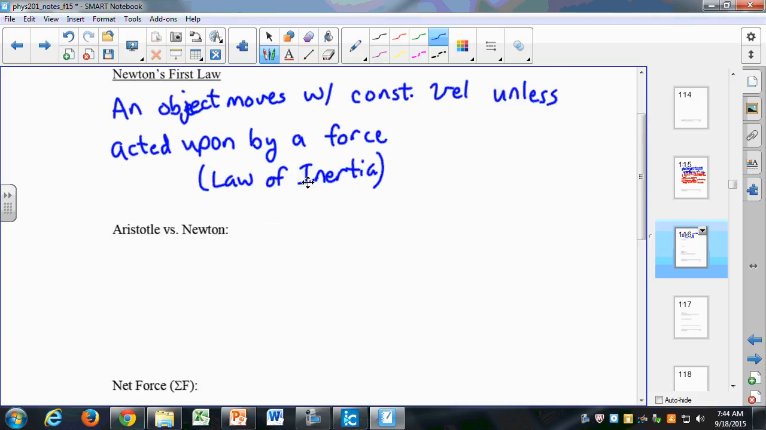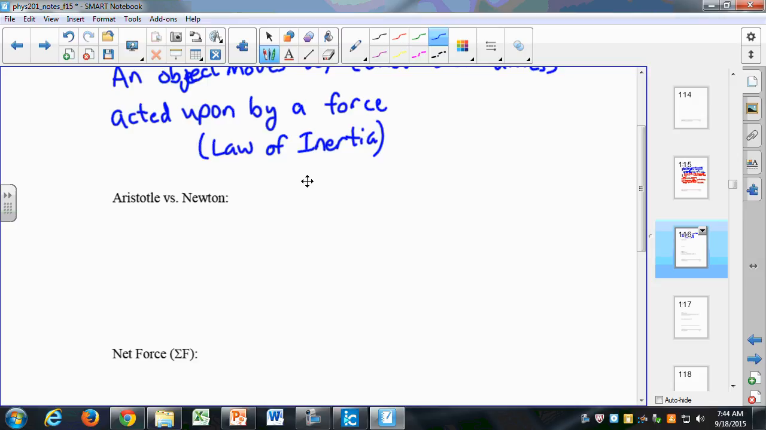Now, as I mentioned, Aristotle and Newton had sort of different ways of thinking about motion. Aristotle had this idea that every object had a natural state of motion.